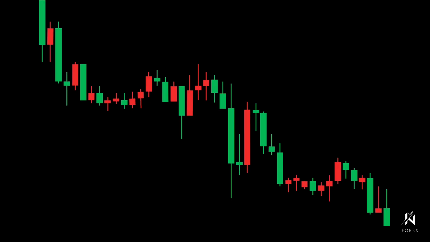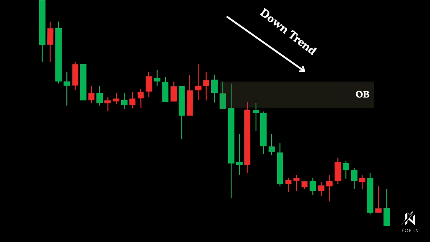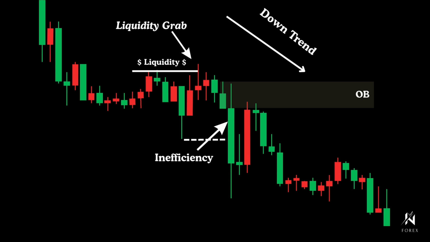Now check out this bearish example on the euro-dollar 1-hour time frame. We're clearly in a downtrend, and this order block stands out. It creates a clean inefficiency and a break of structure. But what makes this order block more interesting is that the beginning of the move includes a liquidity grab. That earns it a +1 point as a trading opportunity.